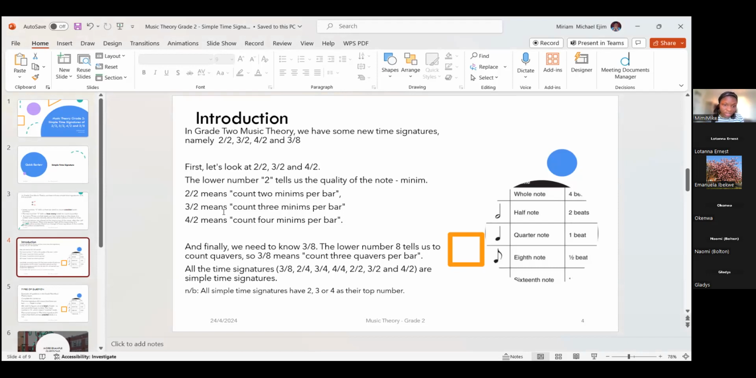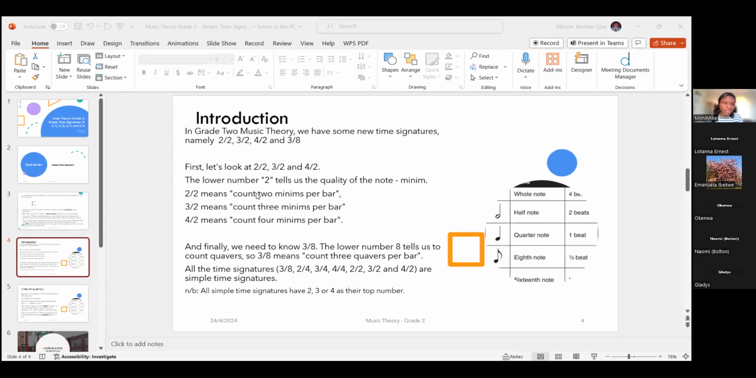Can anybody try? C with a slash, what's another name for it? Can anyone give it a try? So 2/2 you can also represent as C with a slash. I'm going to show you as we get into the examples. Yes, I've seen Emanuela, thank you.